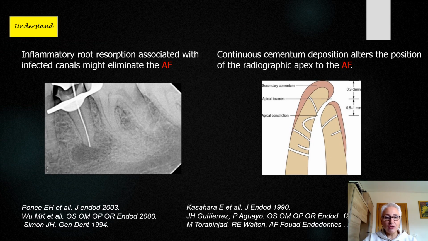Some pathological conditions, such as chronic apical periodontitis with inflammatory root resorption, could eliminate the apical foramen. And we have to remember that we have not only secondary or tertiary dentin. We have continuous cementum deposition with age, and this deposition could likewise increase the distance from the apical foramen to the anatomical or radiographical apex.